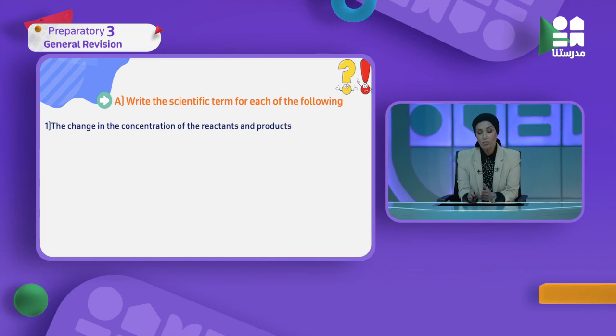هنتنقل لكاين تاني من ال questions which is scientific term، which is a common question، طبعا كلكم بتحبوه جدا. A change in the concentration of the reactants and product. أول ما أشوف change in concentration على طول، ما عنديش غير حاجة واحدة بس، by unit time طبعا، هي ال speed of reaction.